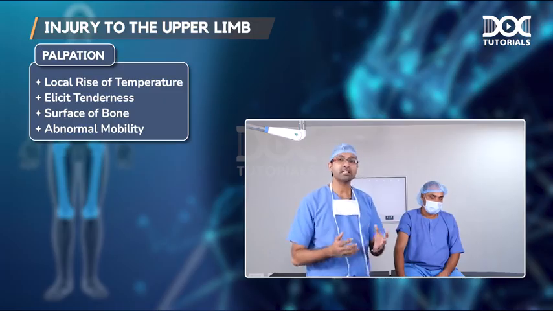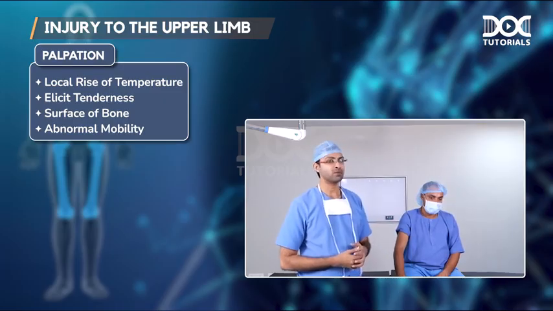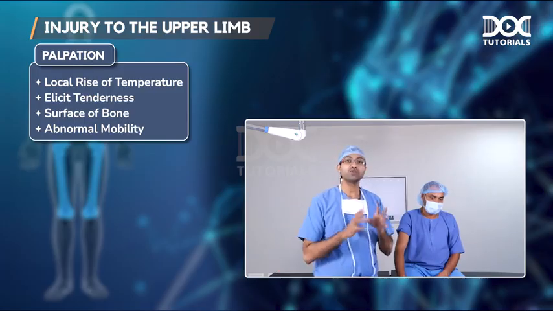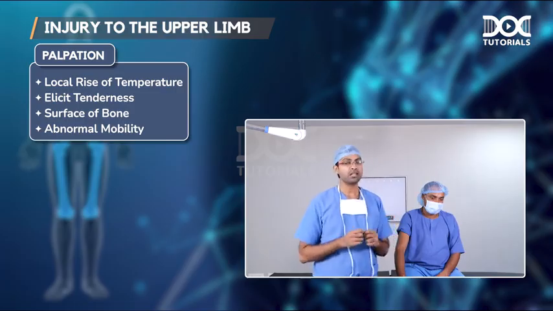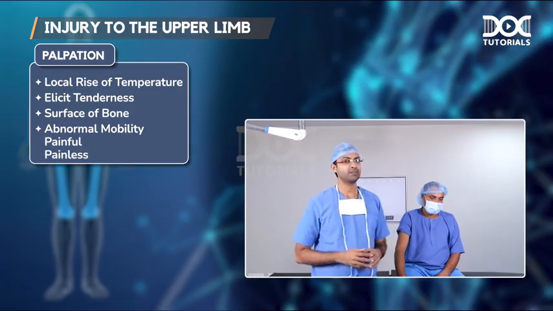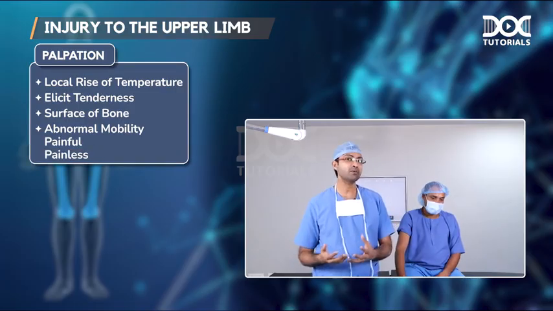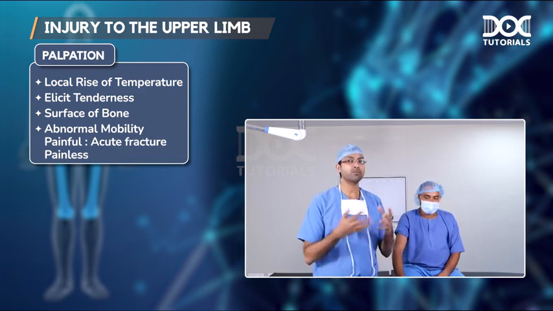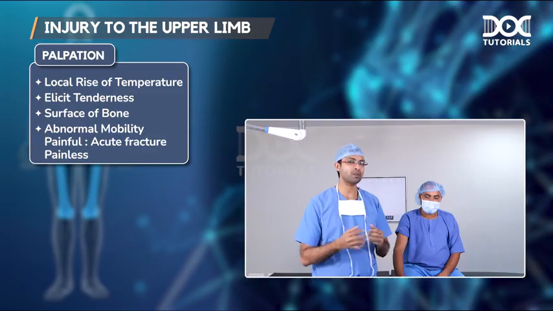The next thing you will check for is abnormal mobility. What is abnormal mobility? A mobility at an area where there shouldn't be any mobility, isn't it? Abnormal mobility can be of two types. It can be painful or painless. Where do you get painful abnormal mobility? In an acute fracture. Okay, in an acute fracture it would be painful and there will be abnormal mobility.